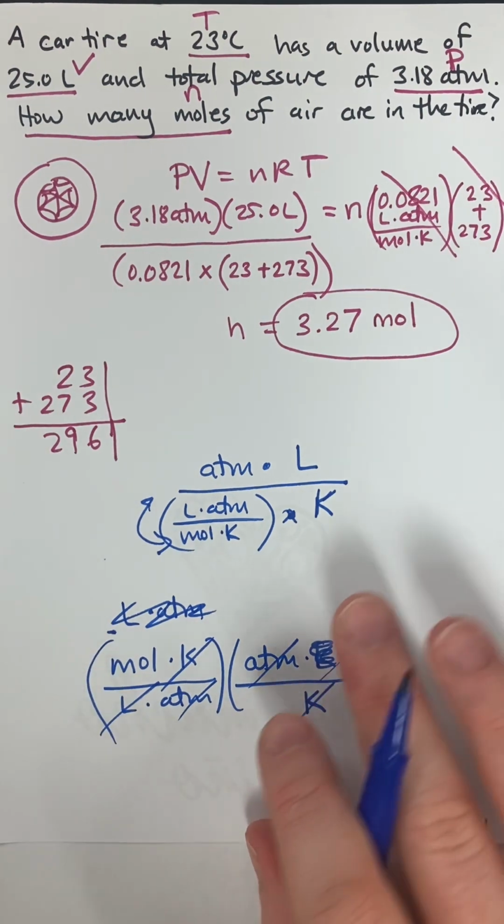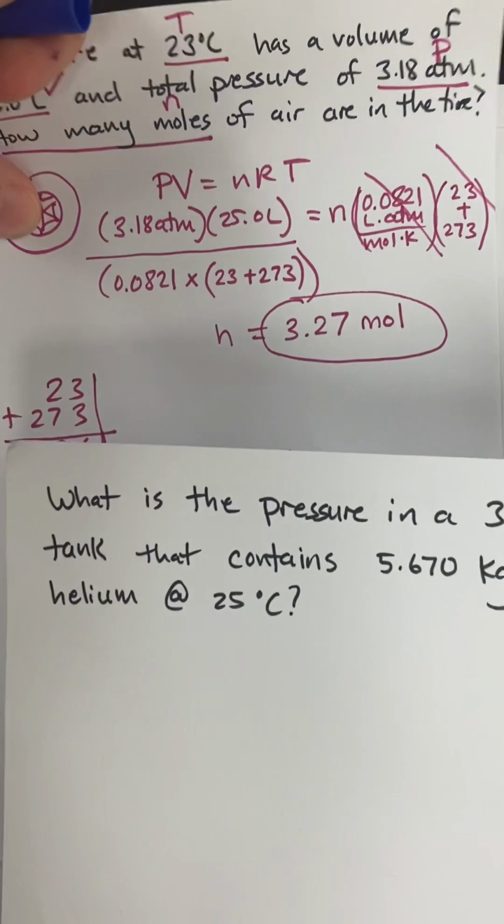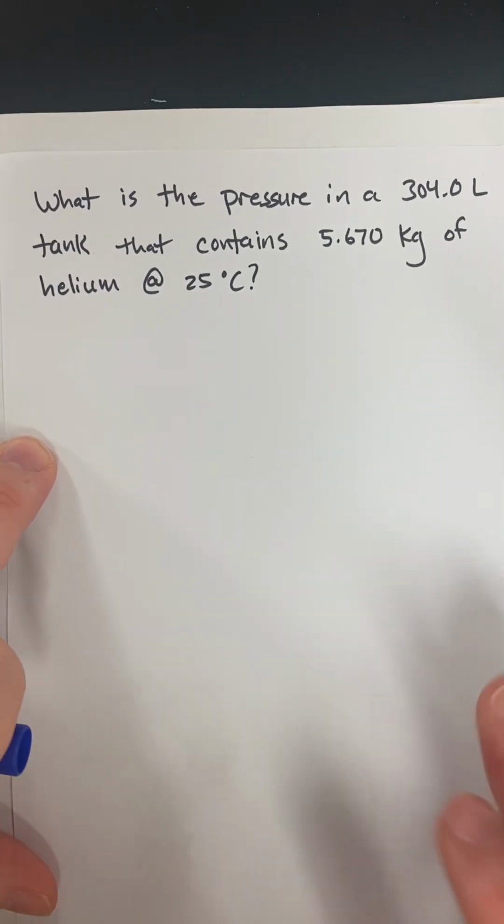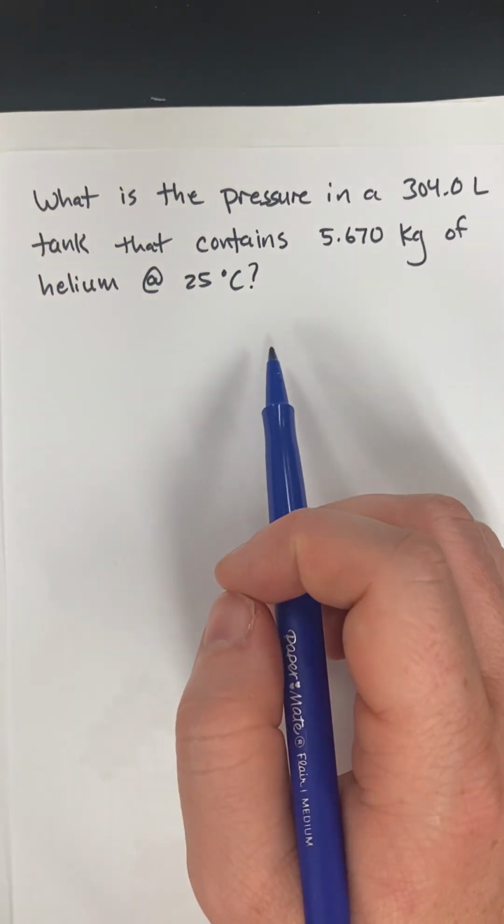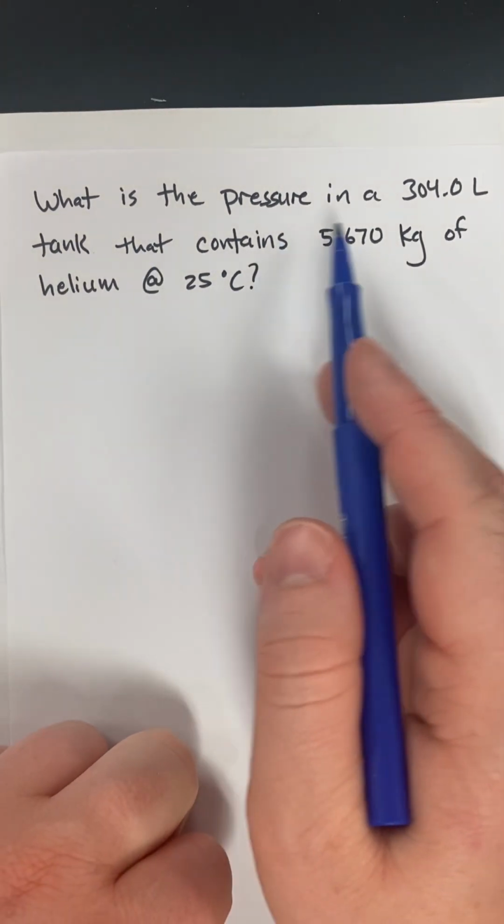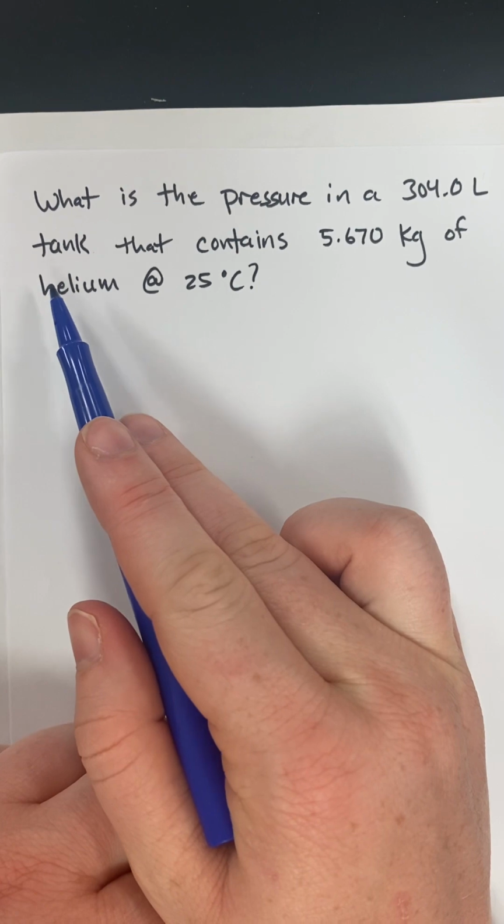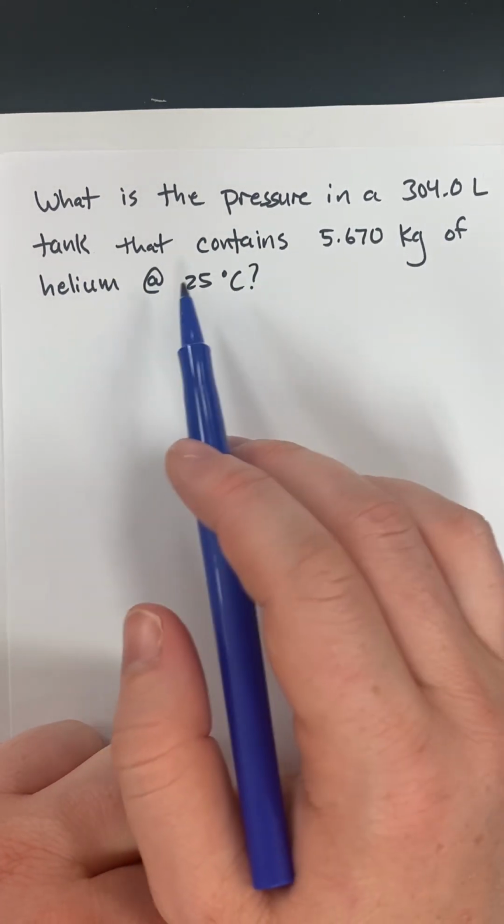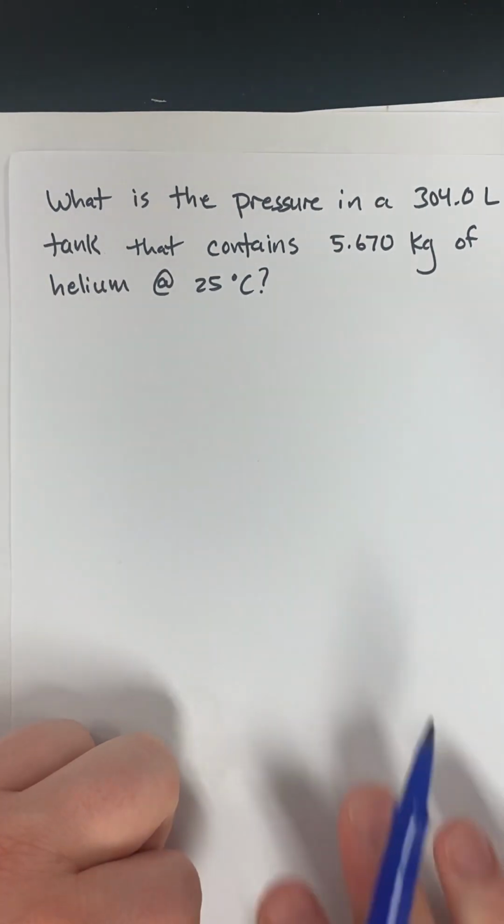All right, I'm going to leave you with another example problem. This one will be on your worksheet for you. I'll just kind of get you started and then I'll leave you guys off, okay? What is the pressure in a 304 liter tank? I guess that's an air tank that contains 5.670 kilograms of helium at 25 degrees Celsius.